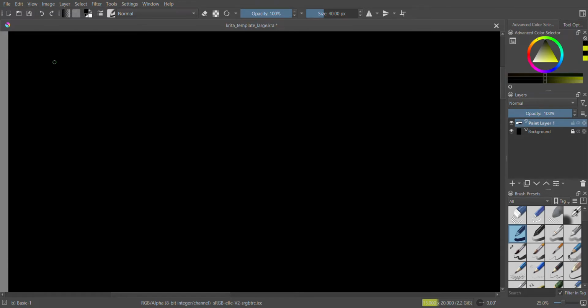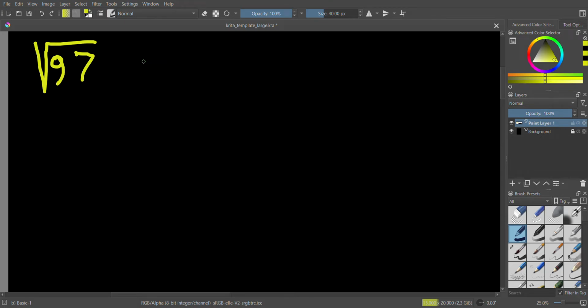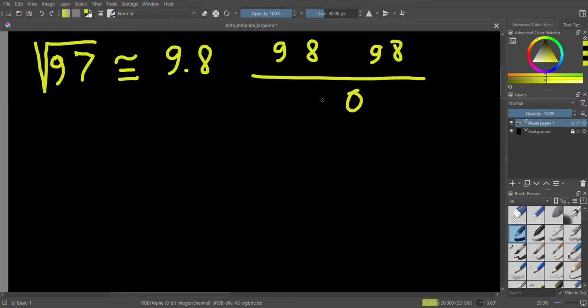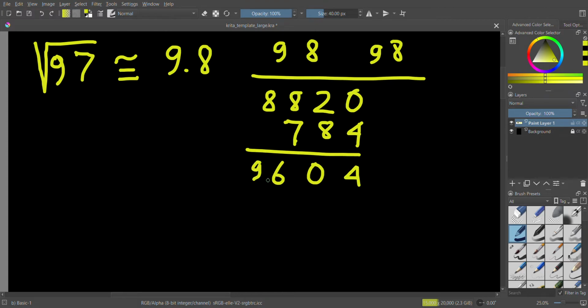I'm going to work on one of my favorite continued fractions, which is square root of 97. Now, square root of 97 is approximately equal to something like 9.8. And of course, you can check that just by multiplying 98 and 98. Just really 7. 81 plus 7 is 88. Then 6, 72 and 6, 78 is 4. Yeah, so it's close. It's really a little more. It's like 98.5. So it's about that, approximately.